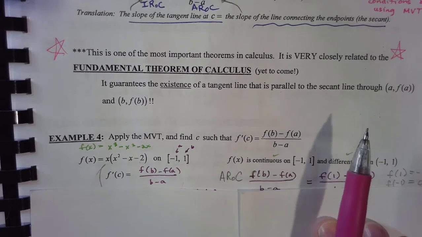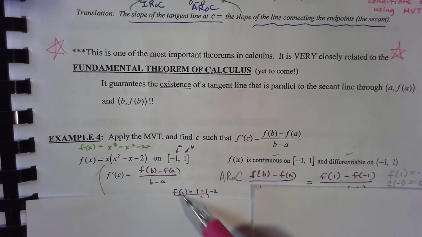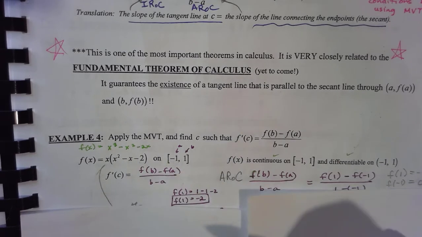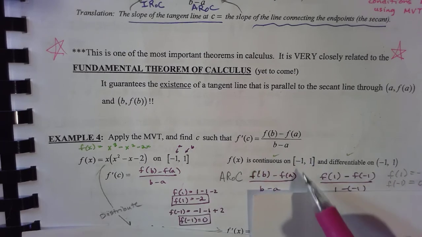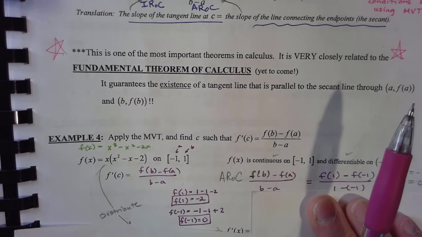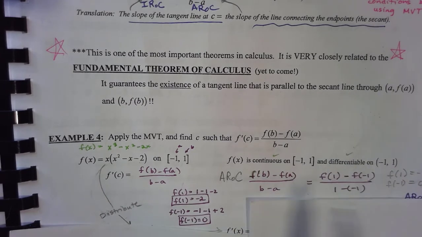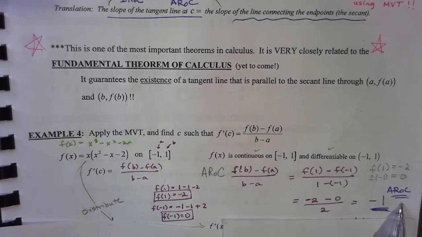So we need to find f of b and f of a. So f at 1, substitute 1 in, is -2. And f at -1, substitute -1, and we get 0. Okay? So my f at b minus f at a over b minus a is f of 1 minus f of -1 over 1 minus -1. So we have -2 minus 0 over 2, which is -1, and that is our average rate of change.